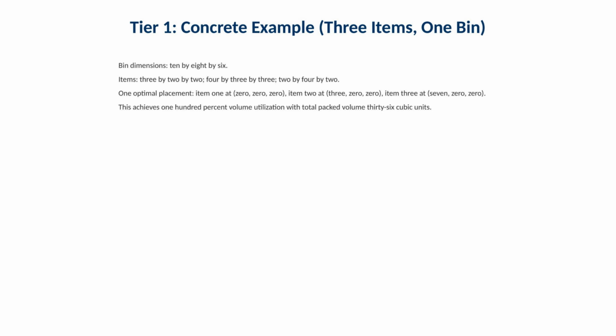scale. This slide gives a concrete example with 3 items packed into one bin of size 10 by 8 by 6. The items have dimensions 3 by 2 by 2, 4 by 3 by 3, and 2 by 4 by 2. One optimal placement puts the first item at 0, 0, 0, the second at 3, 0, 0, and the third at 7, 0, 0. This achieves 100% utilization with total packed volume 36 cubic units.